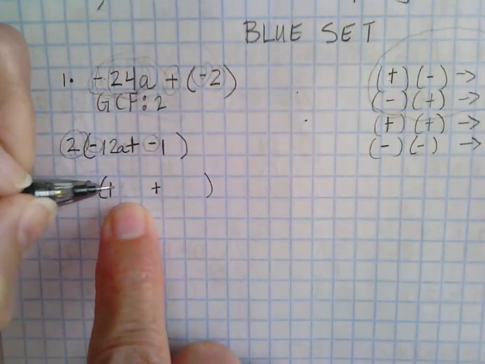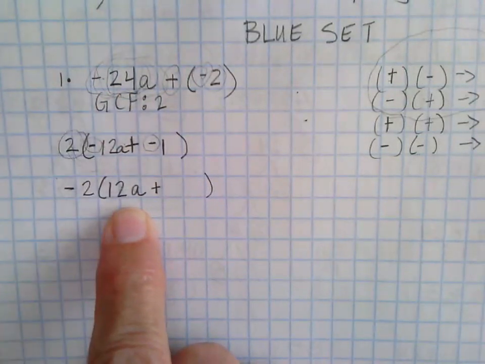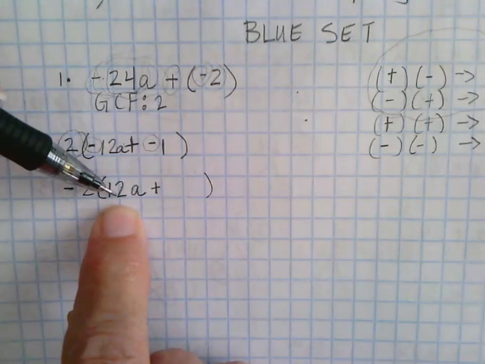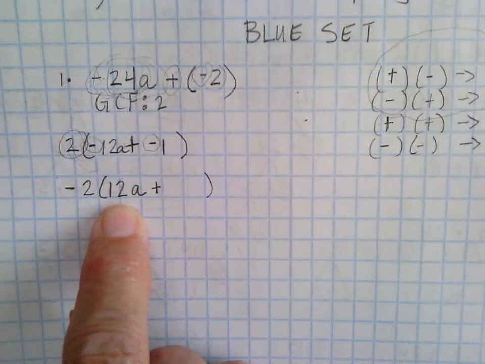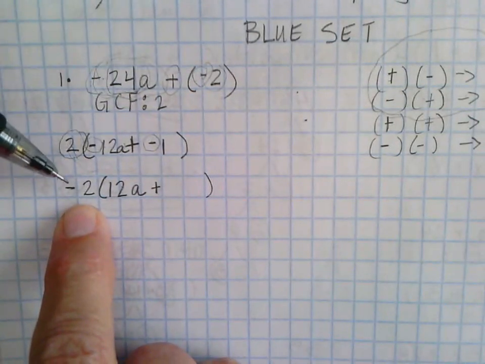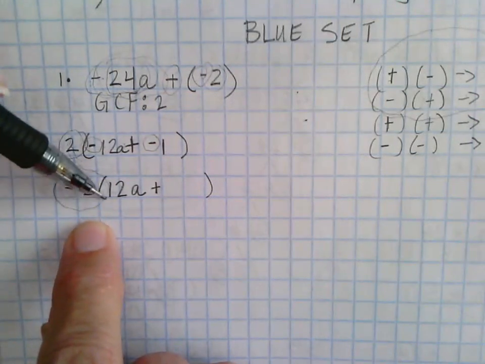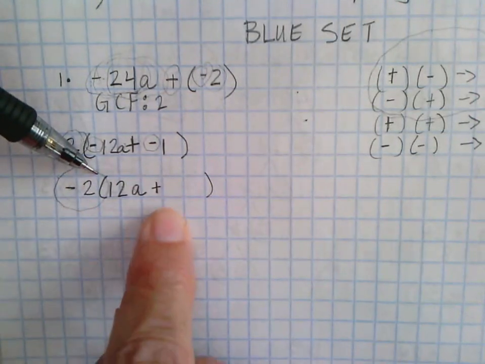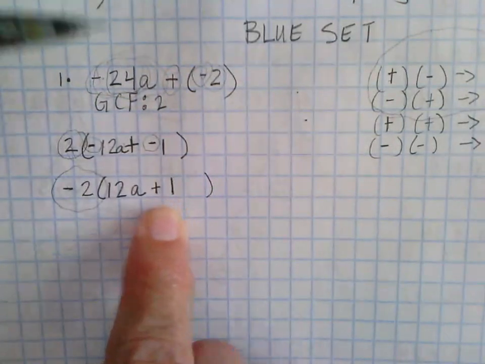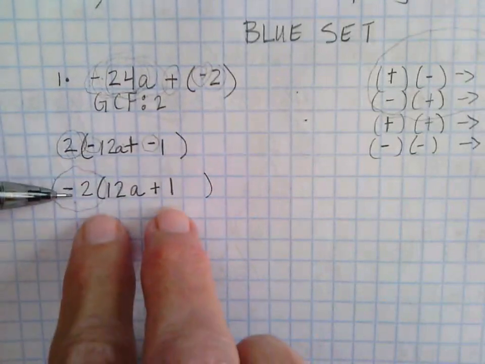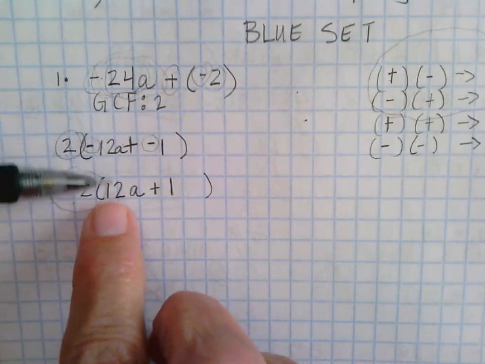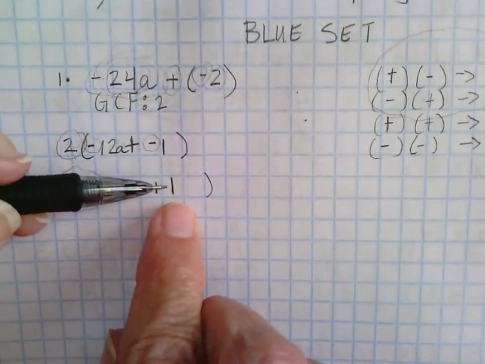So here, I could still get a negative 24a by multiplying by a 12a. And the way I could get a negative 2 here by multiplying by a negative 2 would be if this number were positive. So when you compare these two possibilities, you can see that on every single element, the signs are the opposite.